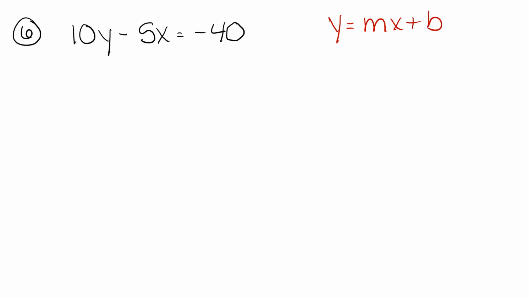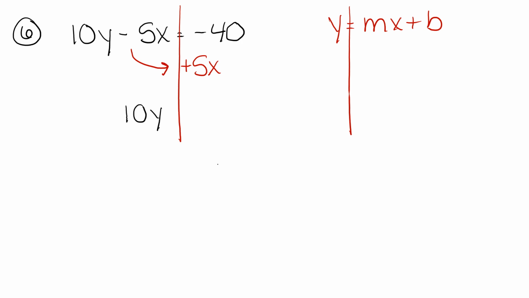For number 6, we have the equation 10y minus 5x equals negative 40, and we want to rewrite it in slope-intercept form. Slope-intercept form is y equals mx plus b. Notice how the y is completely by itself, the mx is in the middle, and the plus b is at the end. That's what we're going to do to this problem. We're going to start by moving the minus 5x to the other side so that it can go in the middle. Minus 5x changes to a plus 5x. My new equation so far is the 10y, the positive 5x, and the minus 40.